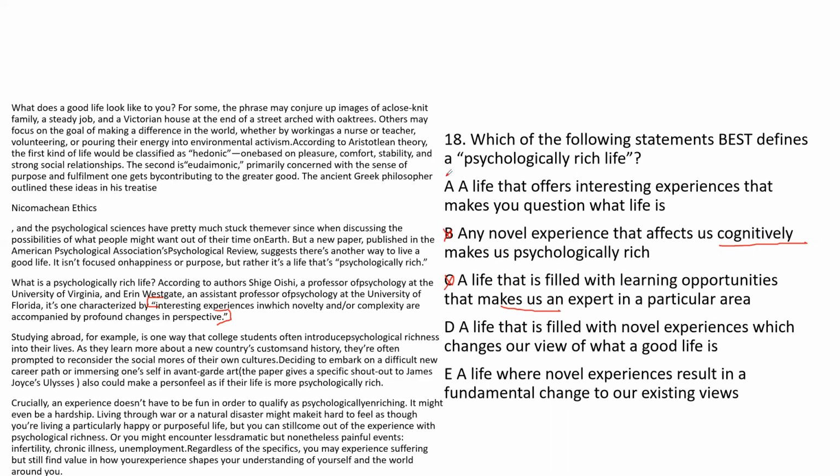So options A, B, C are eliminated. Option D: a life that is filled with novel experiences, which changes our view of what a good life is. The author was not discussing a good life over here, he was talking about the psychologically rich life. So D is also eliminated. Option E: a life where novel experiences result in a fundamental change to our existing views. And that is what the author discussed by bringing in the profound changes in perspective. Hence, the answer is option E.